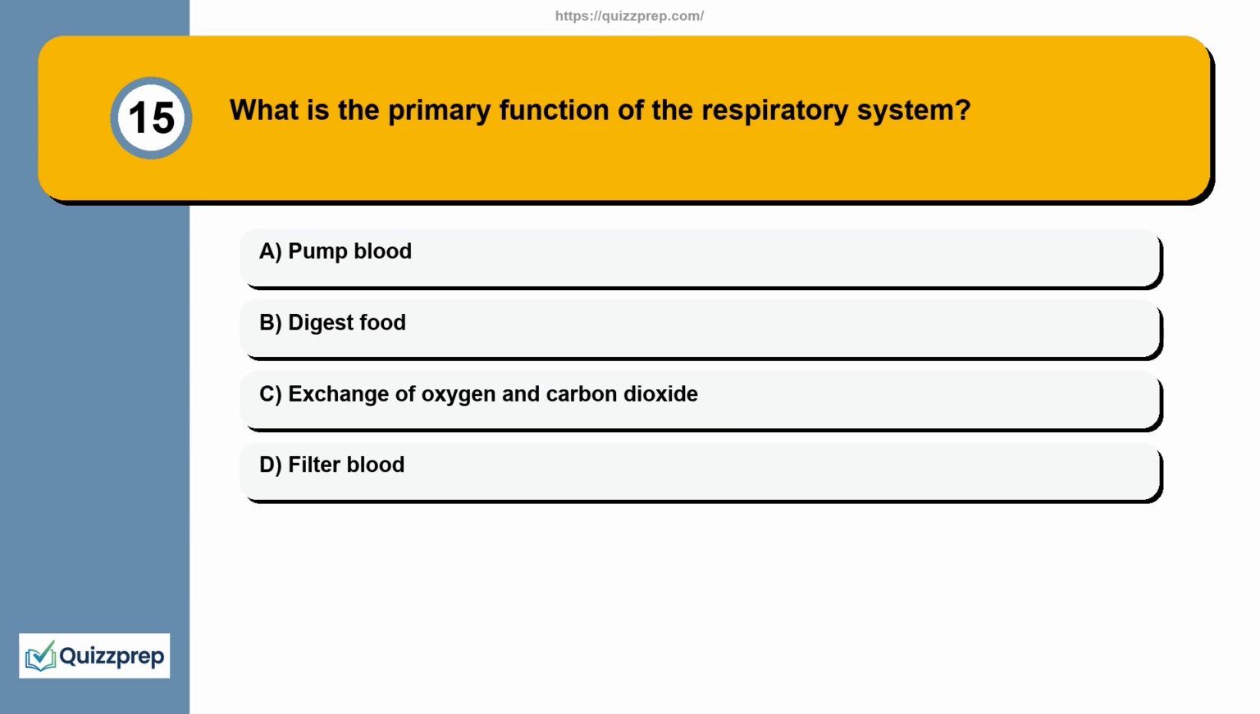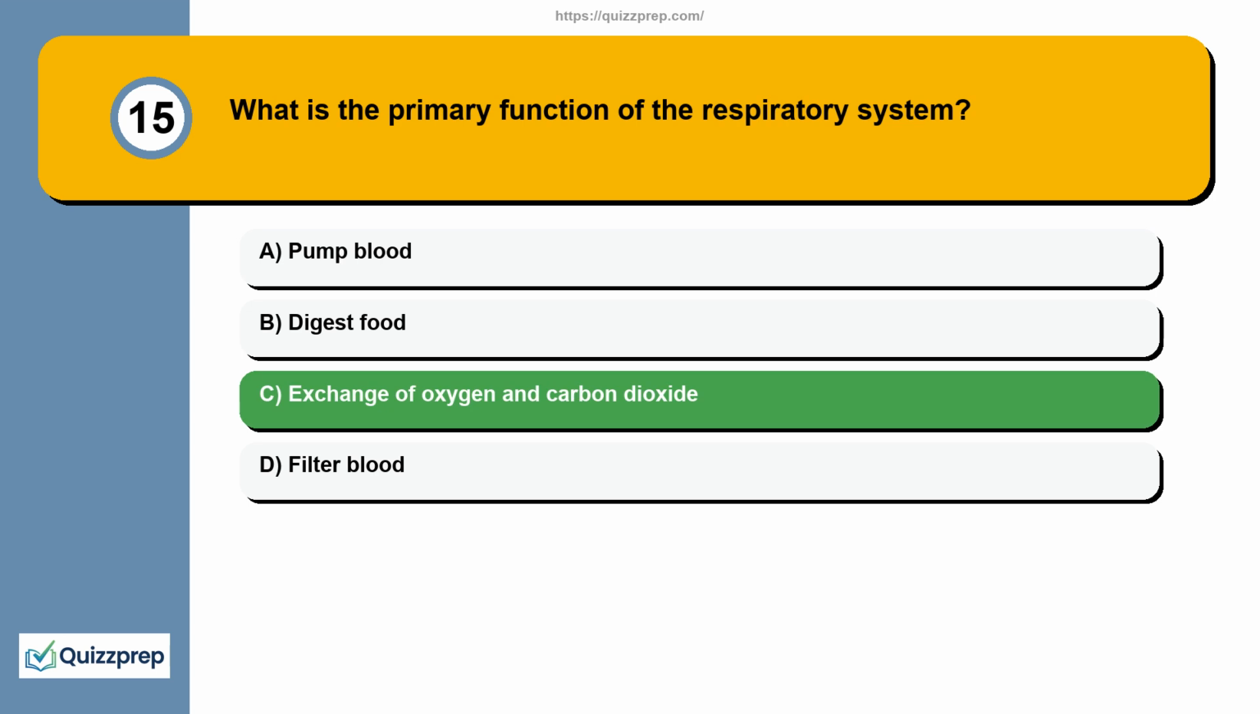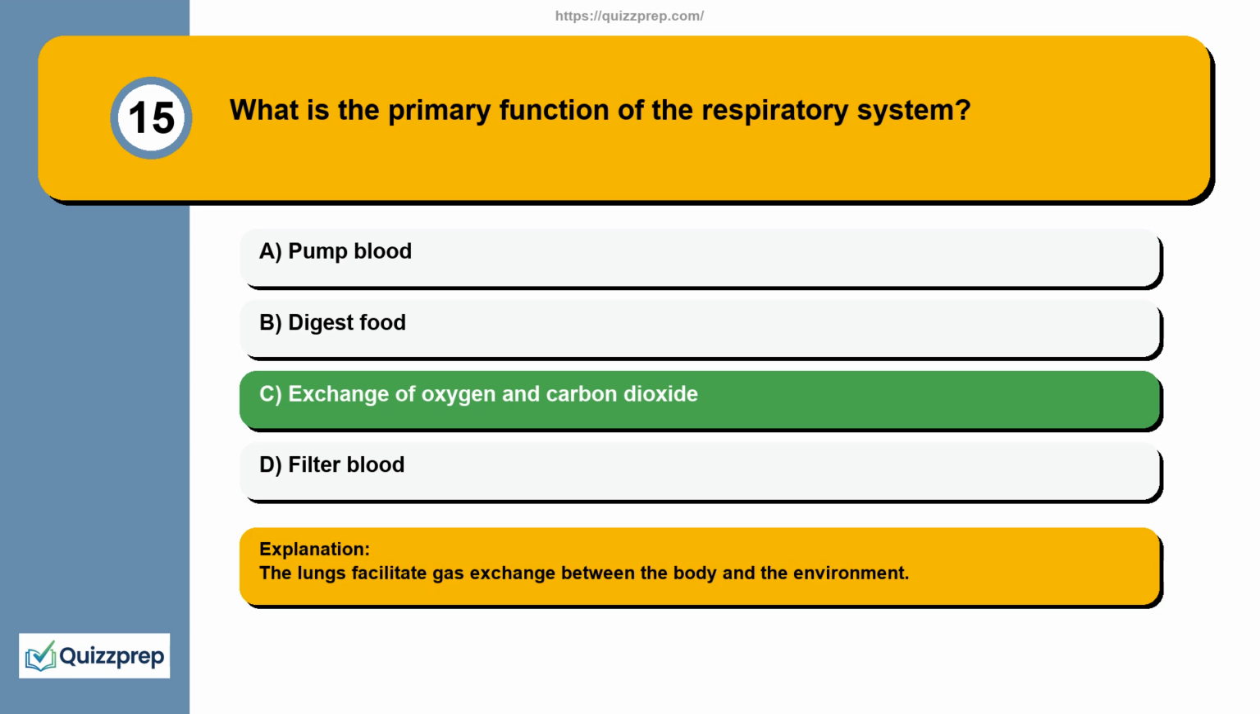Question 15. What is the primary function of the respiratory system? Here are your options. Option A. Pump blood. Option B. Digest food. Option C. Exchange of oxygen and carbon dioxide. Option D. Filter blood. The correct answer is option C. Exchange of oxygen and carbon dioxide. Explanation. The lungs facilitate gas exchange between the body and the environment.